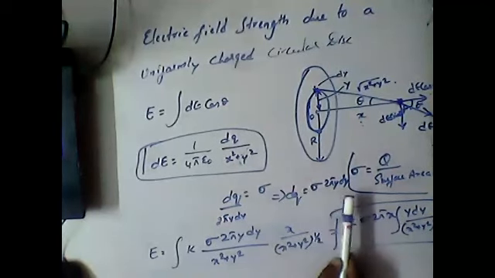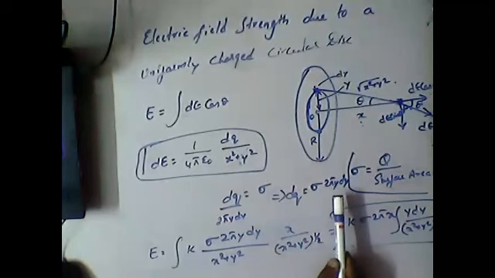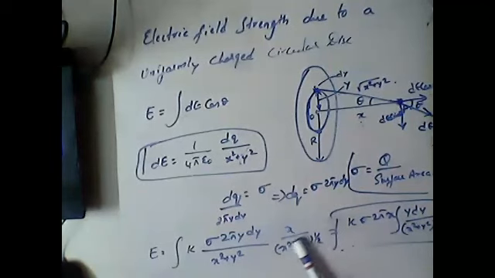dq is equal to sigma 2 pi y dy. Okay, 2 pi y dy is a small elemental area. So upon substituting all those terms, and separating constants and integrating terms separately, we have k sigma 2 pi x into the integration of y dy by (x square plus y square) whole power 3 by 2.